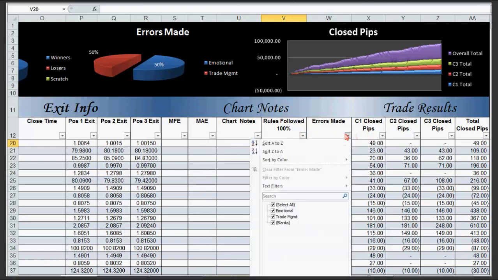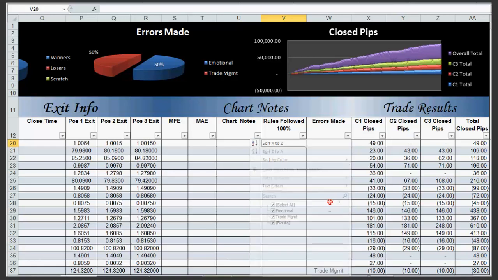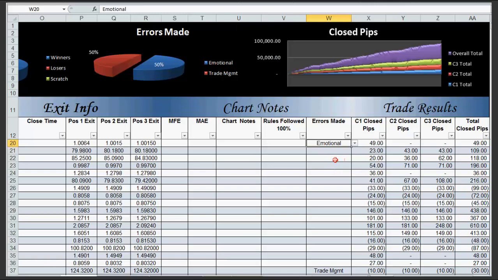Errors made. We've got a few of them in here. We've got emotional, trade management. You can also add others if you want, so that you can add in additional issues that you might have. Order entry, trade management, fear and greed, emotion. All of those are in there, and all you've got to do is highlight there and click on the little tab to the right, and that gives you the issue. And then it updates, of course, here in your spreadsheet.